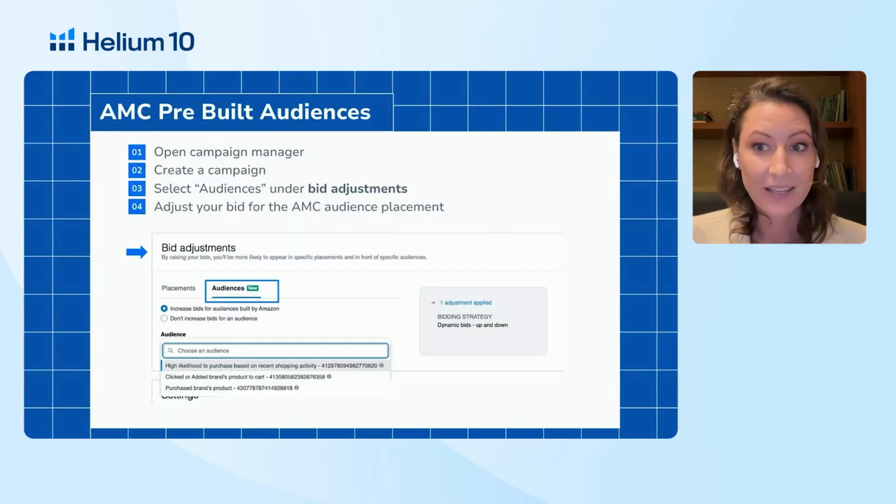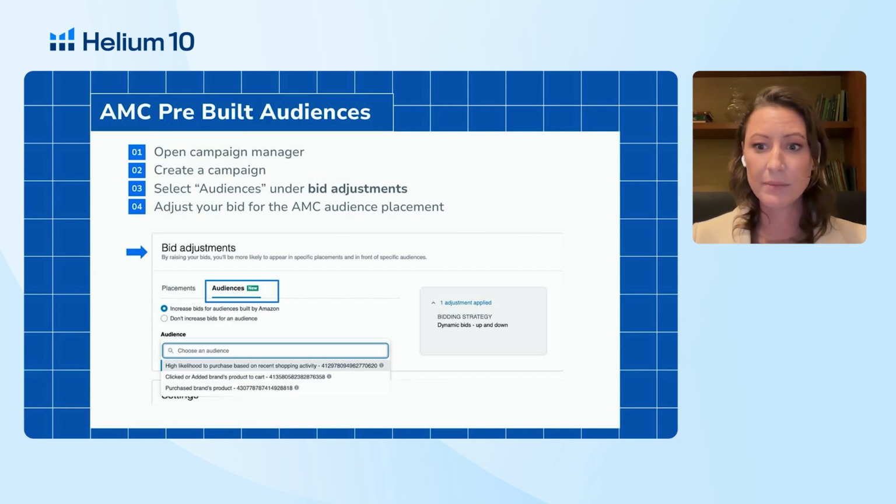I would be willing to bid more to target that audience because they're going to be more likely to convert. I could also do someone who's clicked or added my brand's product to cart. If they clicked but haven't purchased, or they added to cart but haven't purchased, that's an audience I want to continue to remarket, right? Similar to what you would do with Meta.